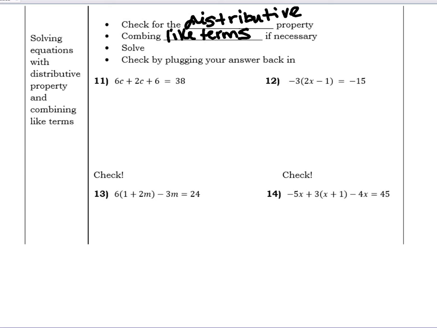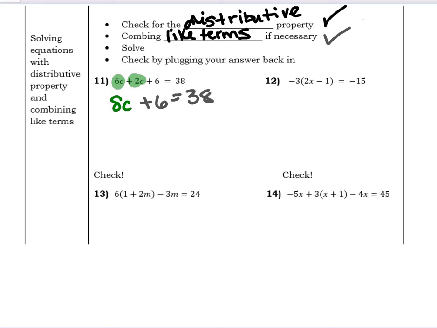So let's look at 11. Okay, I check for distributive property first. Well, there's no parentheses, so that part's already done. Okay, there's nothing for me to do. Then I check for like terms. Is there anything that I can combine together? Well, I have a 6c and I have a positive 2c. So that can actually be combined to 8c plus 6 is equal to 38. So yes, I can combine like terms.